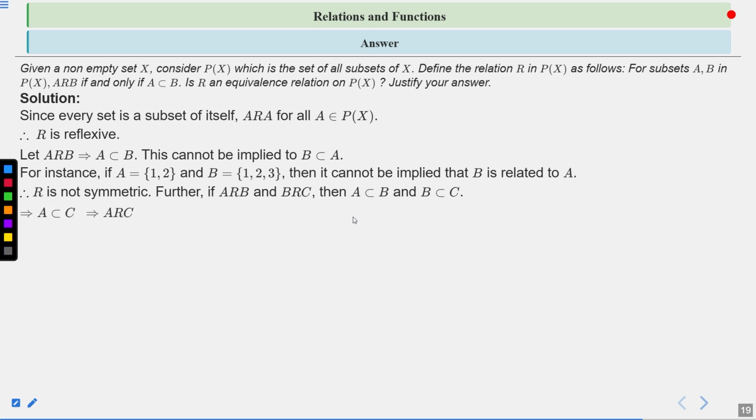So for transitivity, A must be a subset of C. This implies A is related to C. Therefore, R is transitive here. Got it?